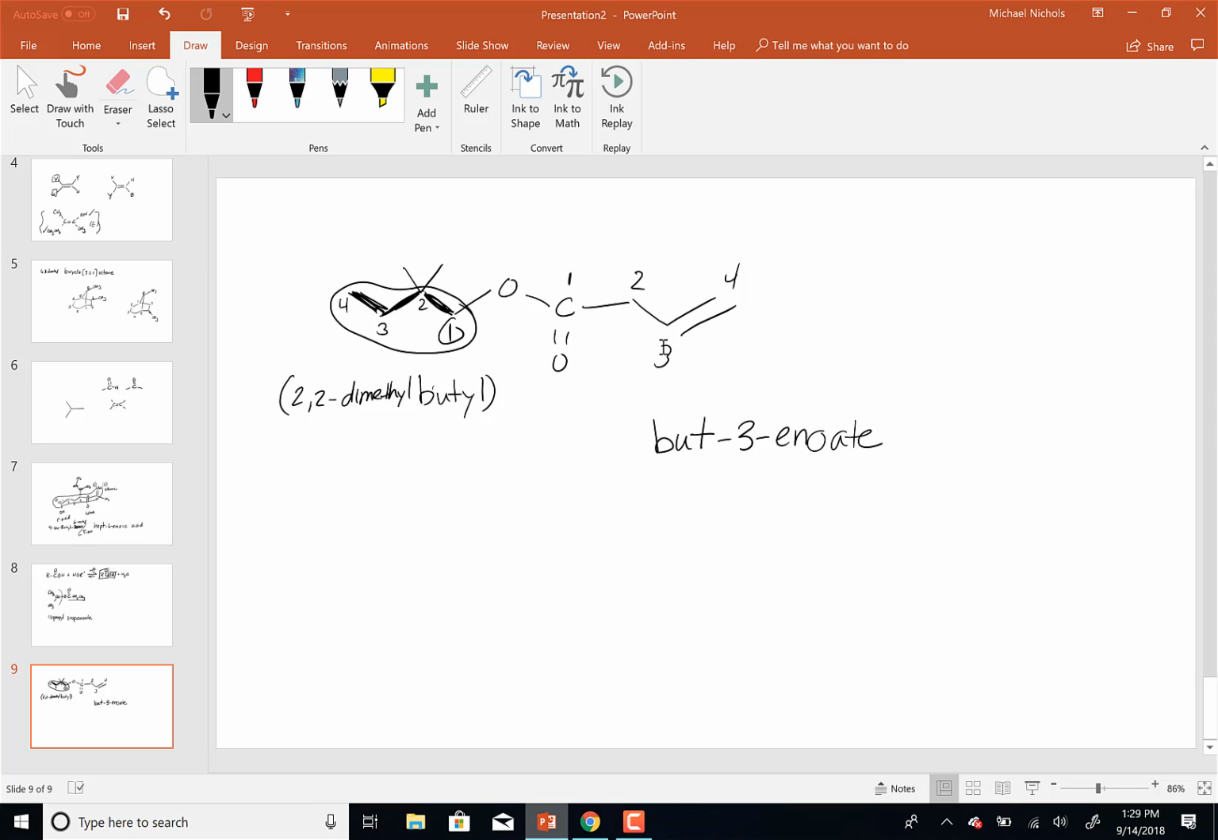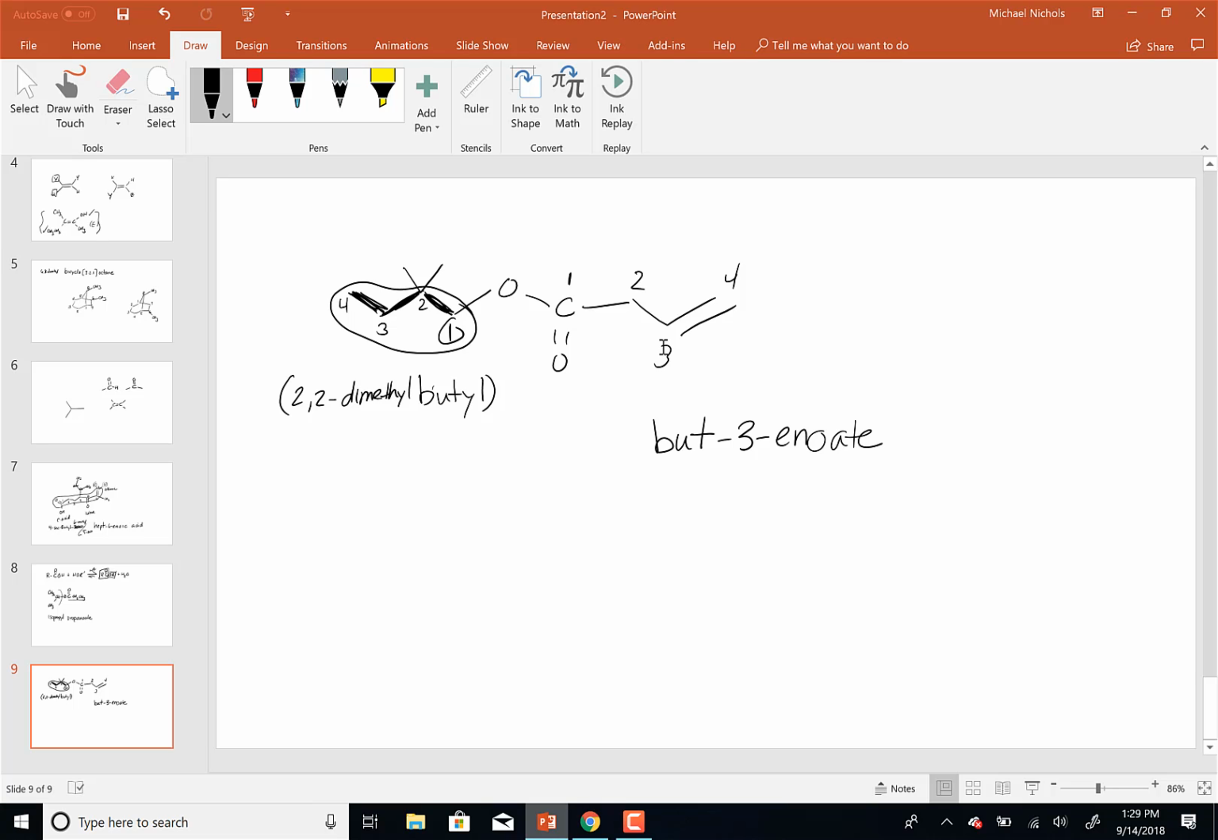The carboxylic, well, in this case, the carboxyl group, the C double bond O group of the ester, is automatically given the number 1 priority. And so this is now 2,2-dimethylbutyl bute 3-enoate. That altogether would be the name.